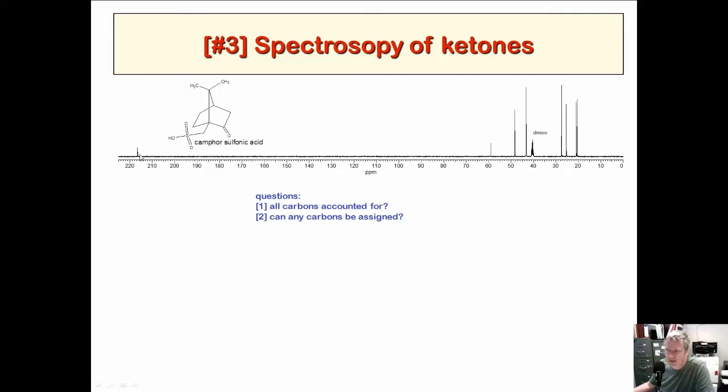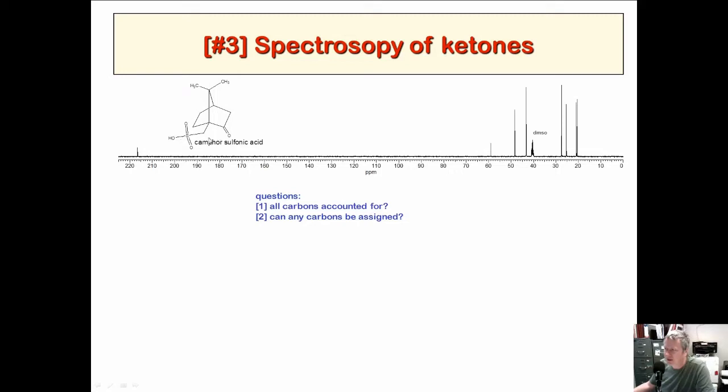We see something way down here. There's the ketone, right? And remember DEPT, though? Can any of the carbons be assigned? I don't know. What do you think? Can any of the carbons be assigned? And also, are all the carbons accounted for? So when we ask about all carbons being accounted for, we count the carbons, right?